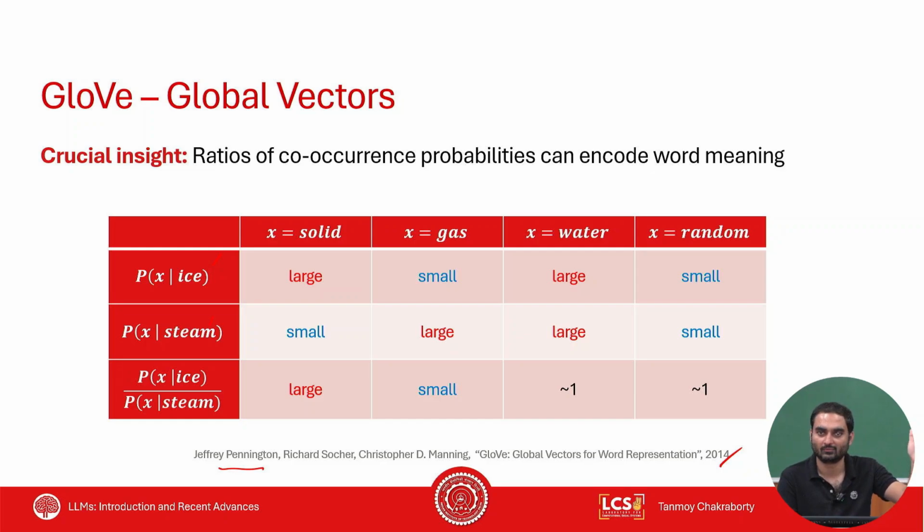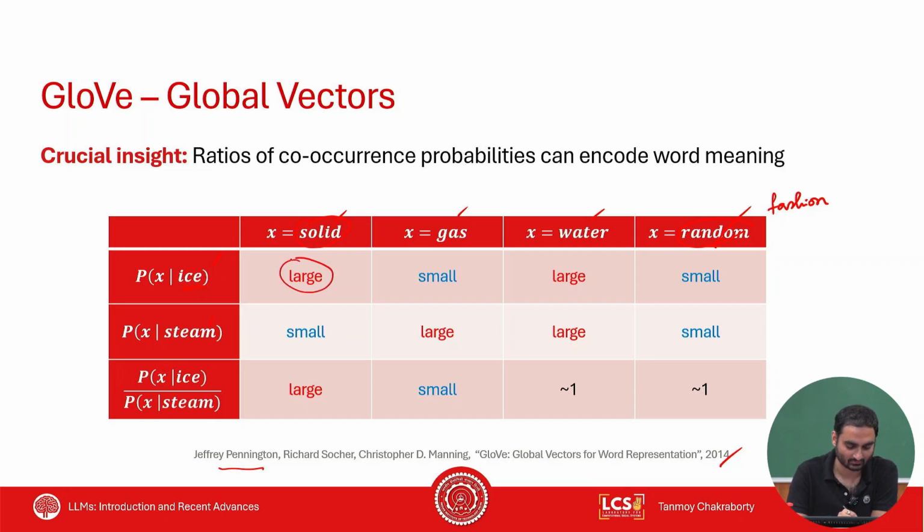So we have all those tokens which are present in the vocabulary. All those tokens will essentially act as context, and we'll see how many of them essentially appeared with these words in the context. And for this example, let's assume that there are 4 context words that we are interested in: solid, gas, water, and let's say some random word like fashion. So if ice is the target word, it is highly likely that the word solid will appear as a context word.